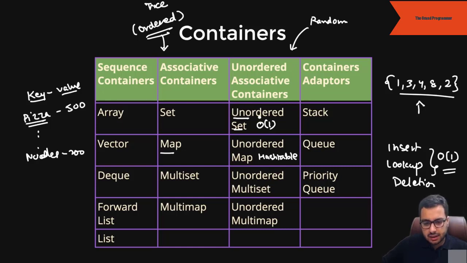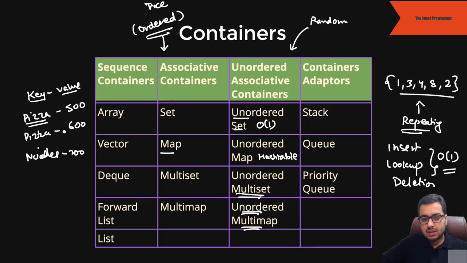Then there is unordered multiset, which is like an unordered set, but it can contain multiple keys of the same type. So there can be repeating numbers in this set as well, and it is going to store all of them. And there is unordered multimap. That means you can have duplicate keys and those would be stored in the multimap as well. So these are unordered associative containers.